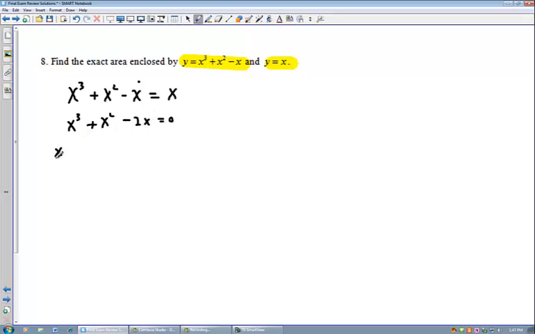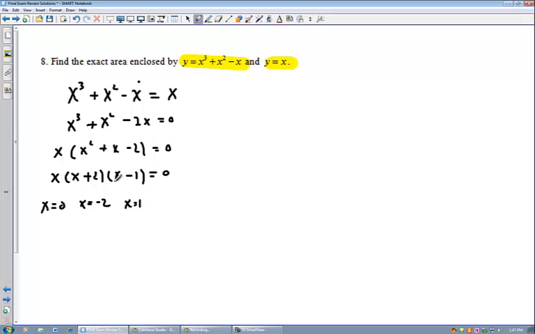So I can factor out an x, so I have x times (x squared plus x minus 2) equal to 0. And I should be able to factor this term here, so this is equal to x times (x plus 2) times (x minus 1), that'll work, equals 0. And so I see there are intersection points at x equals 0, so either that's 0, or this term is 0, so that's x equal to negative 2, or this term is 0, so I have x equal to 1.